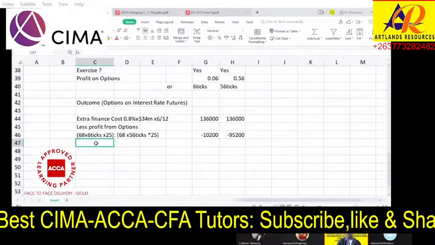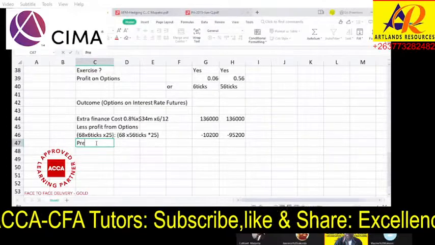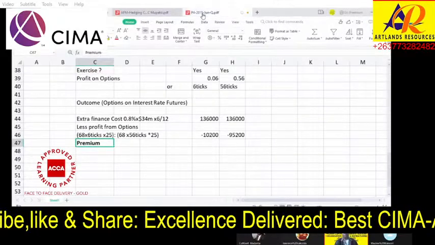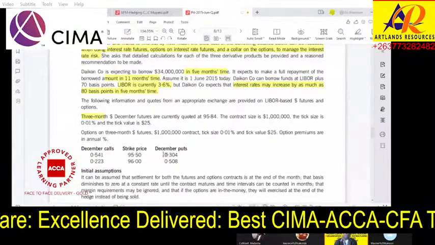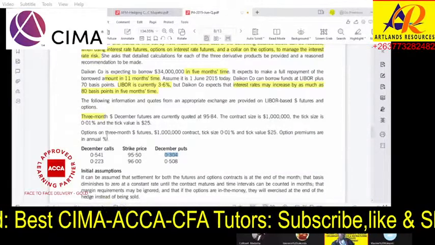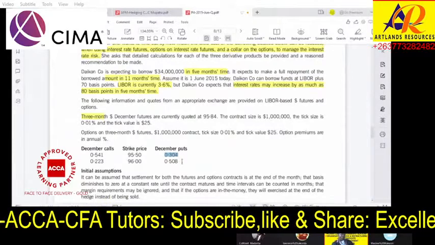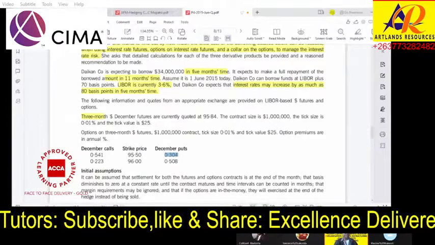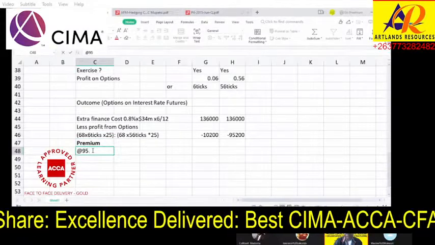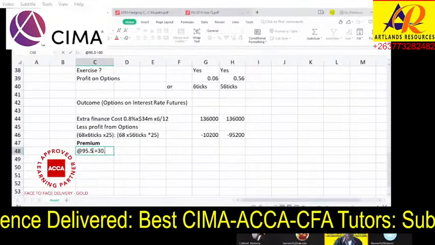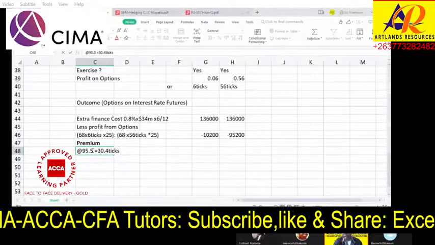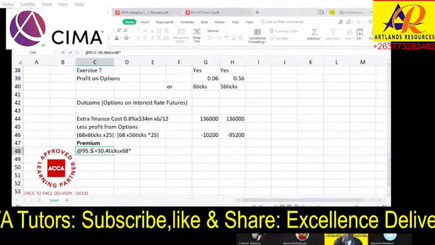Then another thing on options is that for you to secure the right, you buy. The amount you pay is called premium. Now, this premium is paid at the beginning. You need to know which premium we are taking. We are choosing puts. So for 95, it's 0.0034. Remember, this is annual percentages. So if you divide this by 0.01, you get 30.4 ticks. Here you get 50.8 ticks. So you say at 95.5, the premium becomes 30.4 ticks. I just divided by 0.95. It's 30.4 ticks times 68 times 25.